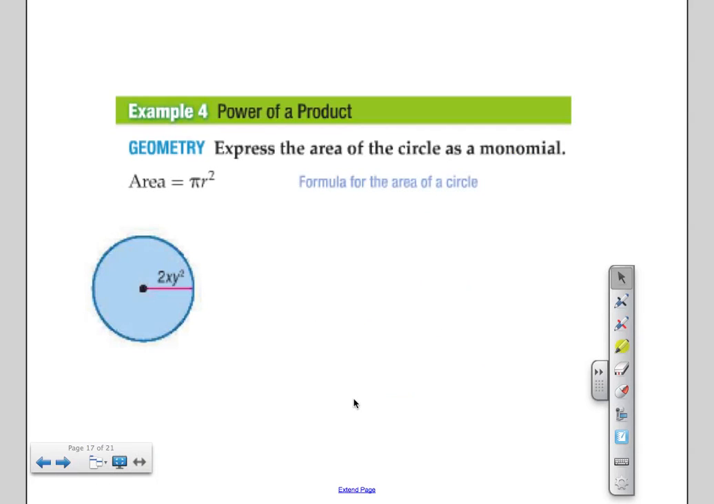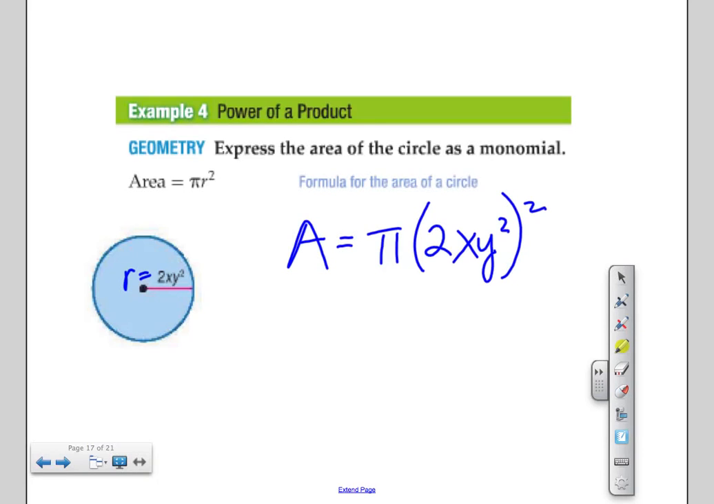All right, let's look at a problem. Express the area of a circle as a monomial. The area of a circle we all know is pi r squared, and in this case, the radius equals 2xy squared. So A is going to equal pi times 2xy squared to the power of 2, because this is the radius r, and it needs to go to the power of 2.